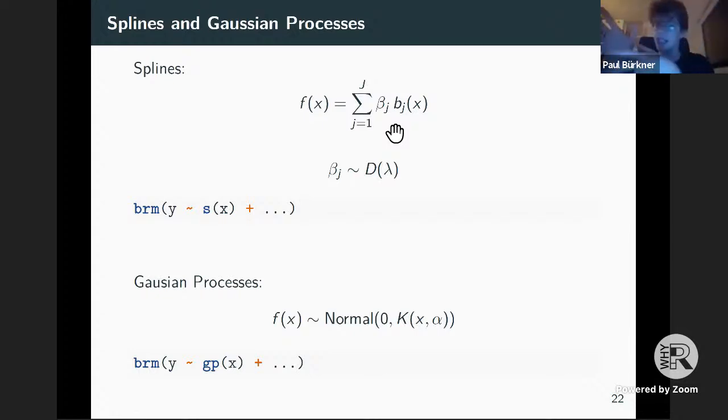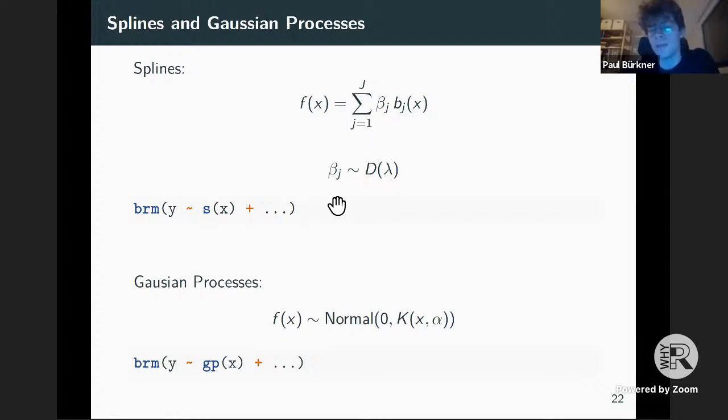Of course, there's a danger when we do that: we're overfitting the data, because easily our model becomes too complicated because we have so many potential parameters if our J is pretty large. So what BRMS and a lot of other packages in R do is not just use splines, they're using penalized splines. And in Bayesian statistics, penalized splines just means we put a joint distribution over our basis coefficients beta j.